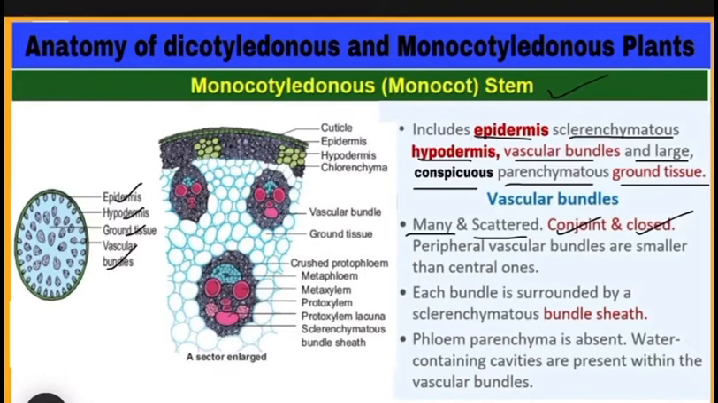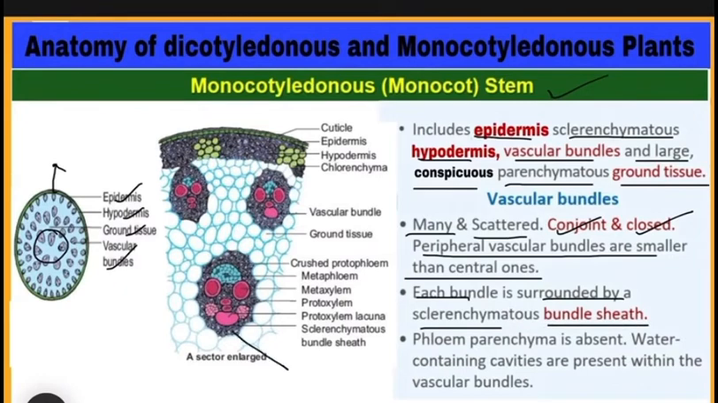में in monocot stem. Peripheral vascular bundles are smaller than central ones. जो बाहर की साइड पर vascular bundles हैं उनका साइज छोटा होता है. जो सेंटर में प्रेजेंट है vascular bundles उनका साइज बड़ा होता है. Each bundle is surrounded by a sclerenchymatous bundle sheath. This is the bundle sheath which surrounds each bundle. Then phloem parenchyma is absent. Phloem में parenchyma absent होते हैं. Water containing cavities are present within the vascular bundles.